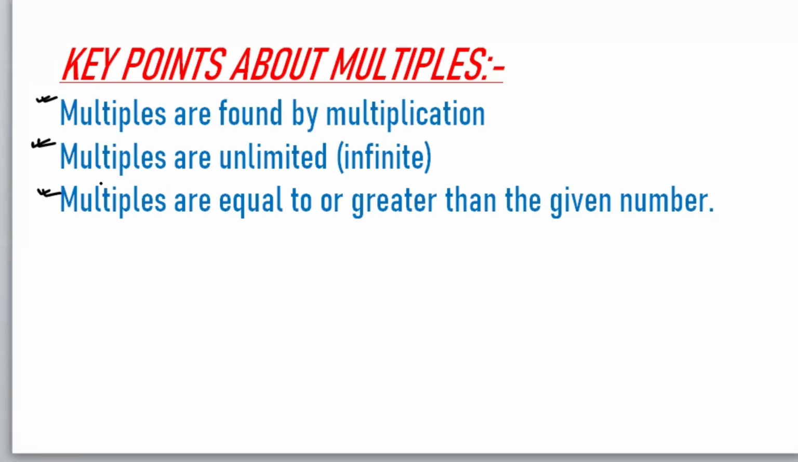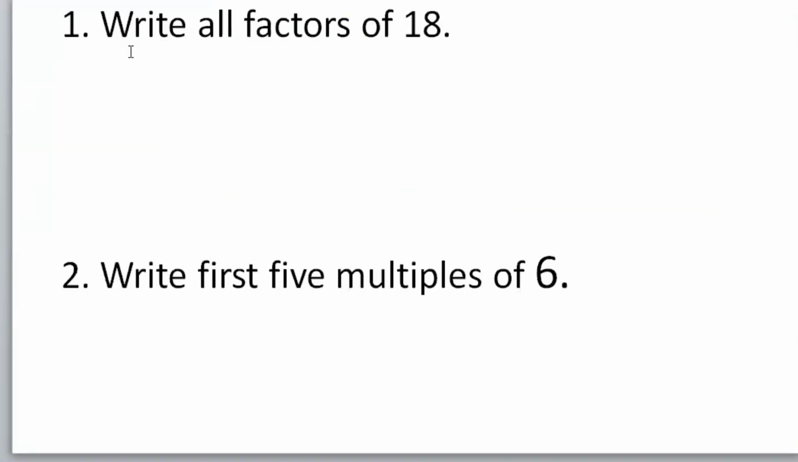Okay, understand what are multiples and how we can find the multiples, and what are factors and how we can find the factors. Now let's solve some questions about the multiples and factors. Question number 1 says, write all factors of 18. So how will we write all the factors of 18? We have to think about the whole number which can be multiplied with another whole number to make it 18. As we know, every number has at least two factors, 1 and the number itself.